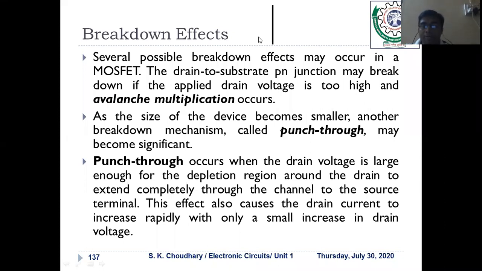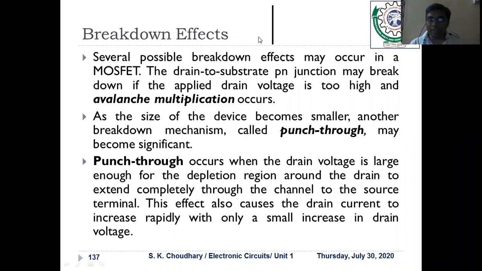So for small MOSFETs, when you go into the IC, what happens in the ICs? In the ICs, as the density of MOSFETs increases, the size of the MOSFET becomes smaller and smaller, so your drain and source become very near to each other. At that moment, if the drain voltage is large enough, the depletion region, because there is a reverse bias condition between drain and substrate, is formed around the drain across the channel as well.